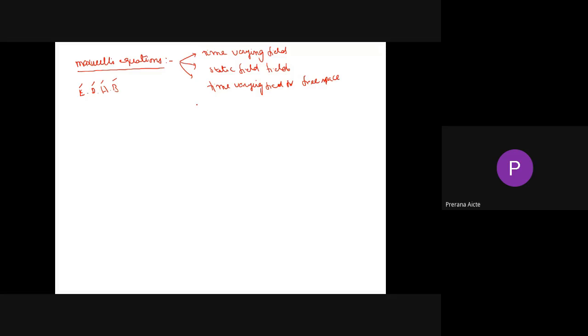Whereas in the time varying field for free space, the relative permittivity epsilon r equals 1 and the relative permeability mu r equals 1, so we consider only absolute permittivity and absolute permeability. Now first we'll see what the Maxwell equations for time varying fields are.